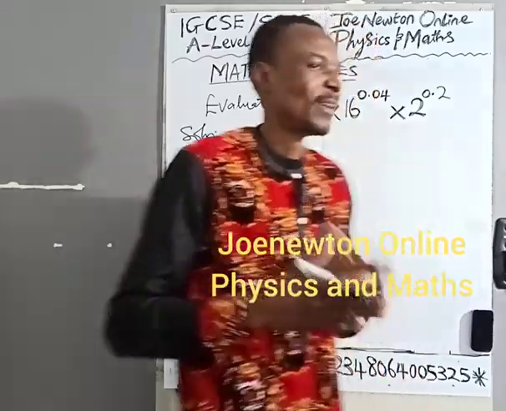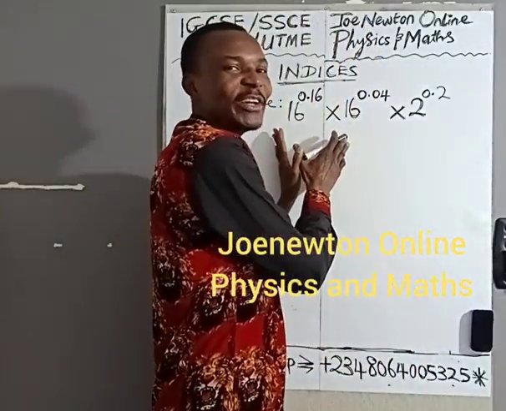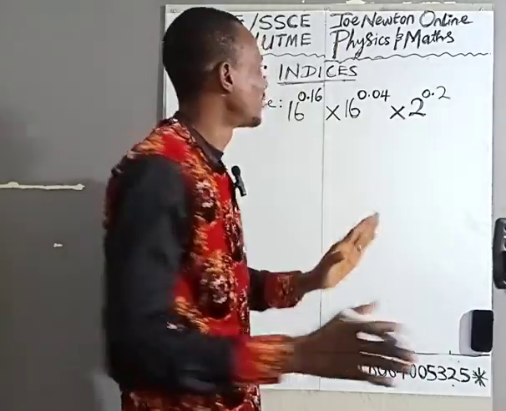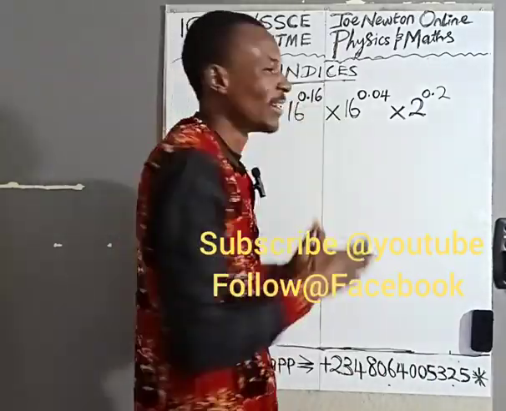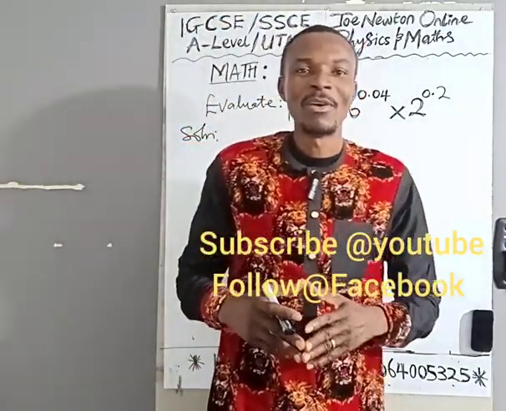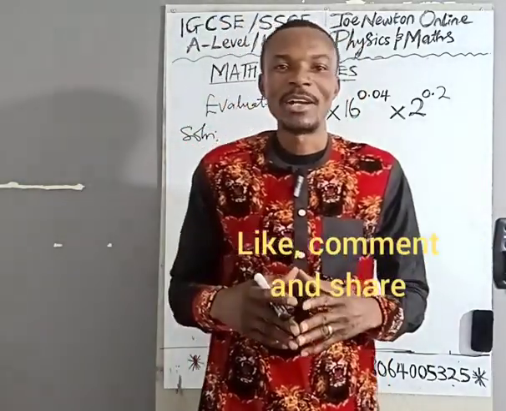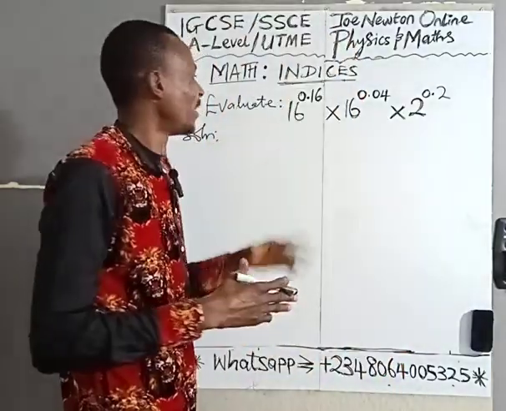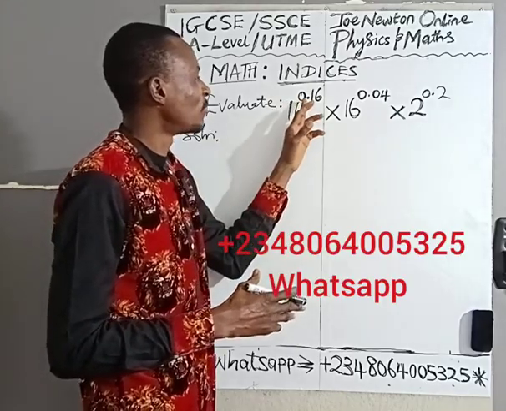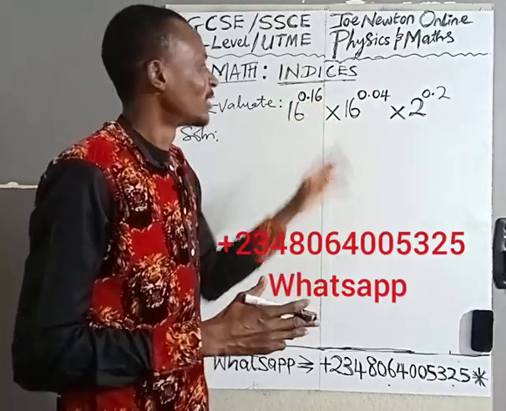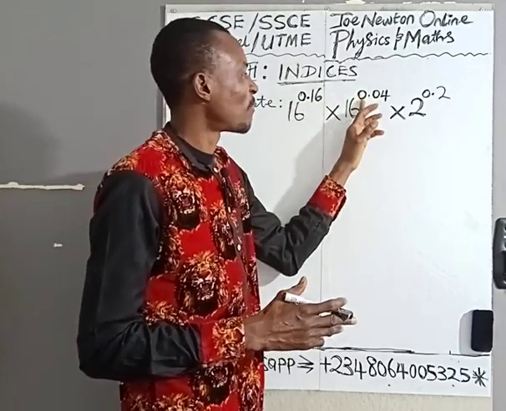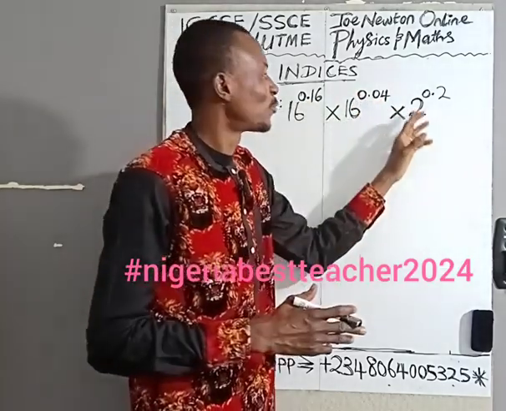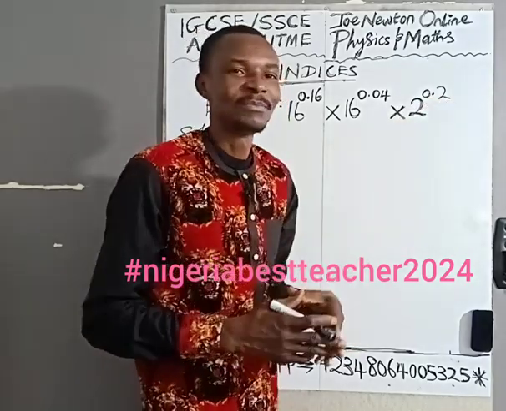Here in this class, we have a maths challenge on the board. The question is taken from indices and it is a past question on indices. So now let's look at the question and solve it together. The question says, evaluate 16 raised to the power of 0.16 times 16 raised to the power of 0.04 times 2 raised to the power of 0.2.